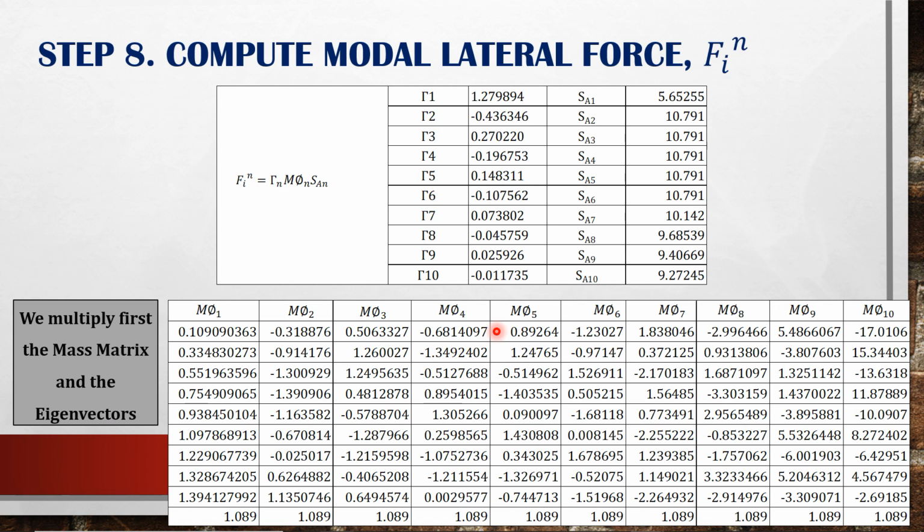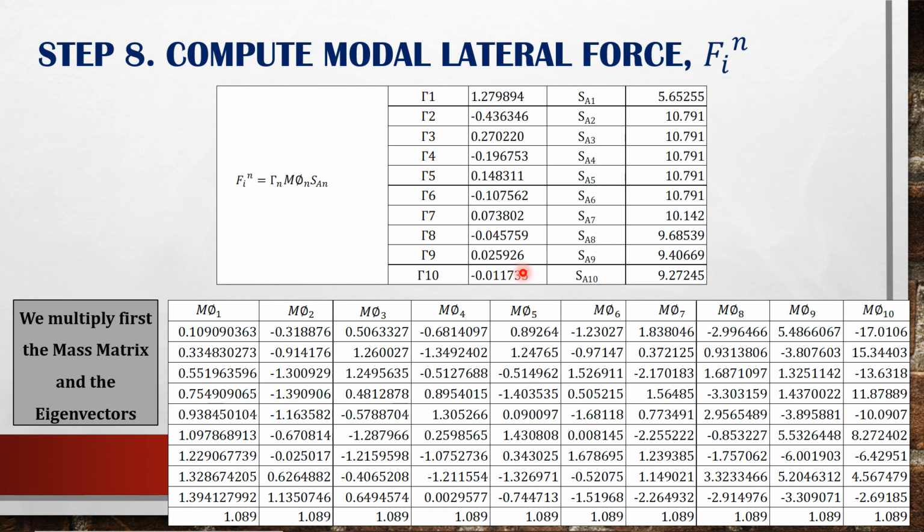8, 9, 10. So, minultiply natin to sa mass matrix. Mass matrix times the mode 1 eigenvector, then sila, then so on. So, naging matrix na rin siya. So, i-multiply na natin ito ngayon, itong 10 by 10 matrix na ito, dito sa 1 by 1 matrix times ulit sa 1 by 1 matrix, which is the spectral acceleration.